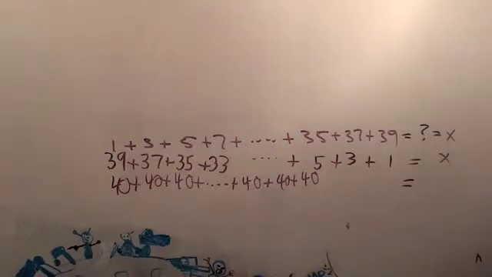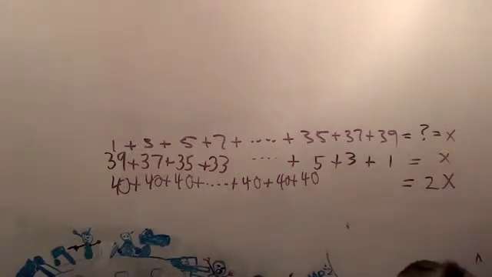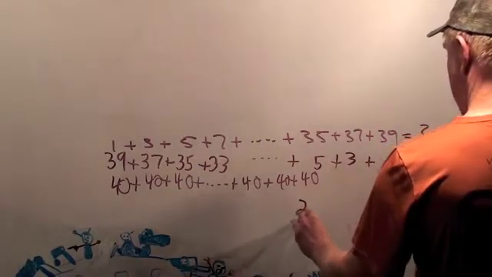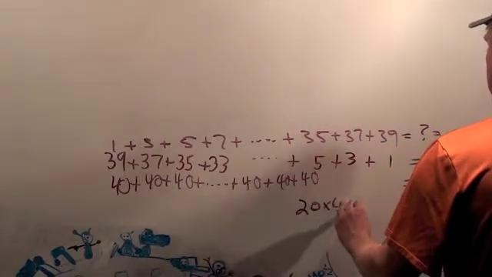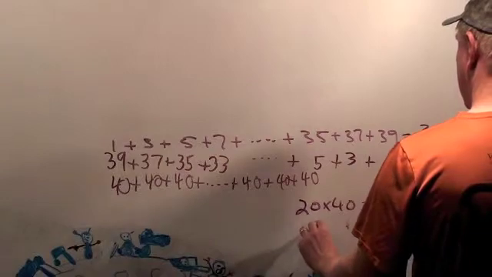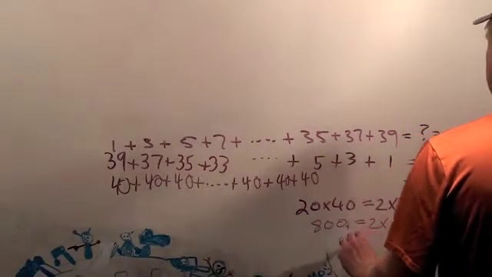Okay, well hold on. Remember, what did this equation equal in the first place? x. So when you add them together, you get 2x. And that also equals 20 times 40. Well, 2 times 40 is 80, so 20 times 40 equals 800. So 800 equals 2x. So what does x equal?